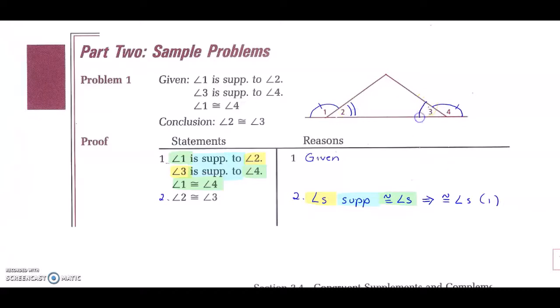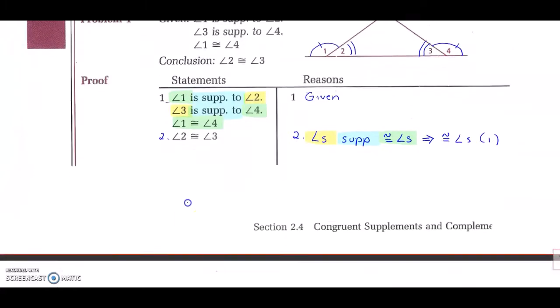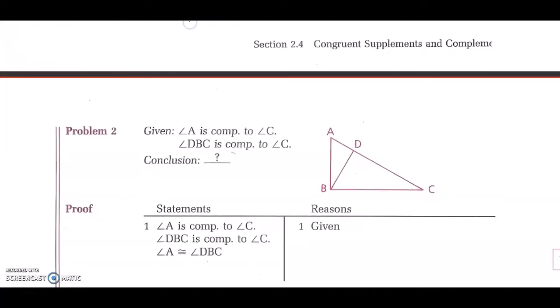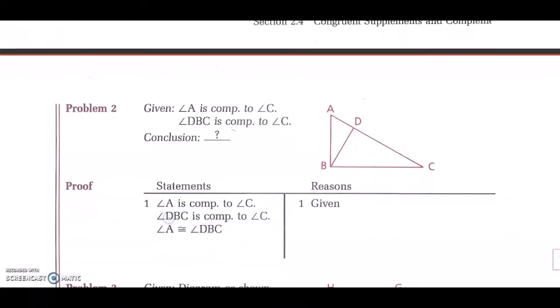Now I'm marking my diagram, marking the angles. In the second problem, they don't tell us what to conclude. Here we see angle A is complementary to C. Angle DBC is complementary to C.